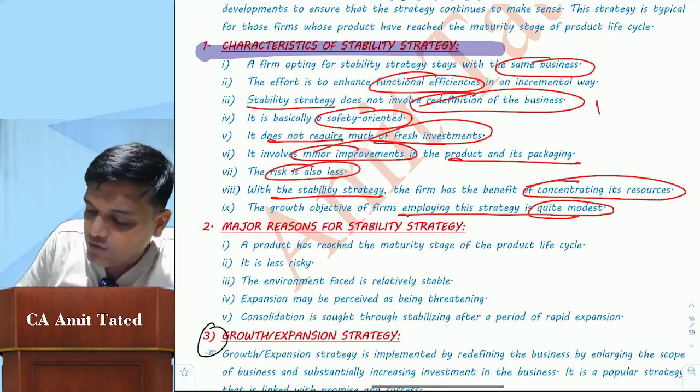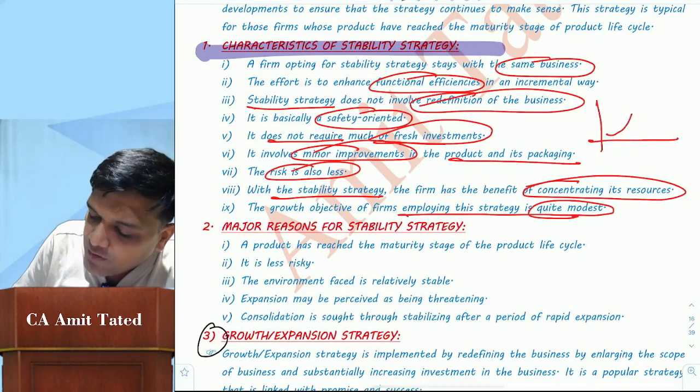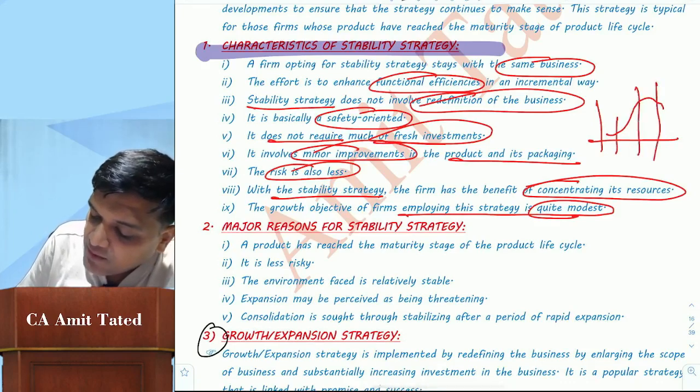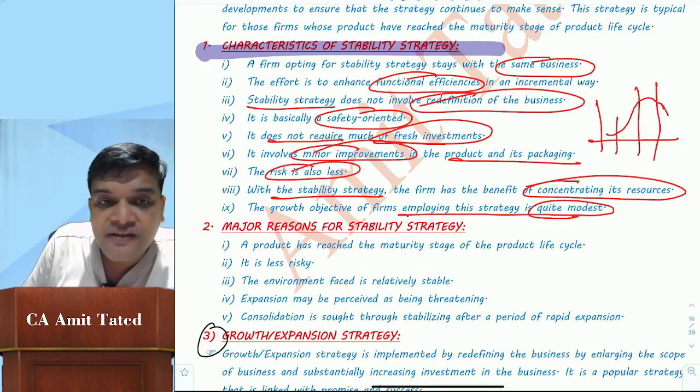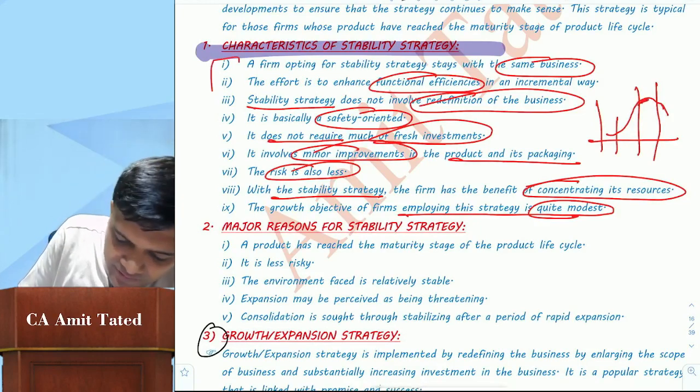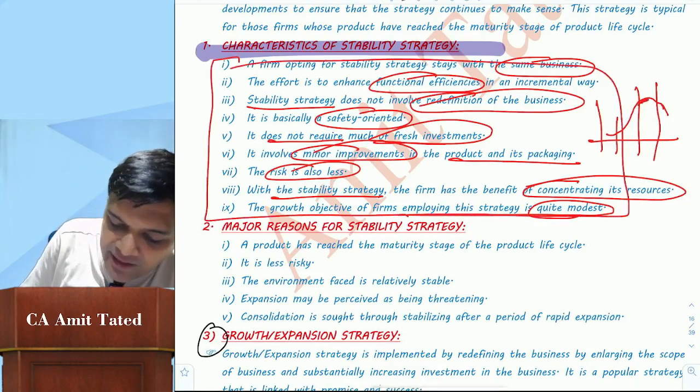If you focus on the product life cycle, it always goes on like this. This is the introduction phase, this is the growth phase, this is the maturity phase, and this is the decline phase. Now here you focus on this: modest growth is always there. This is called the concept of stability, Malik. Stability point, everybody clear, Malik?